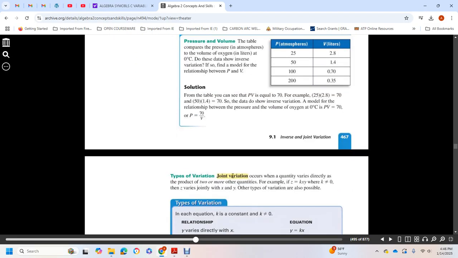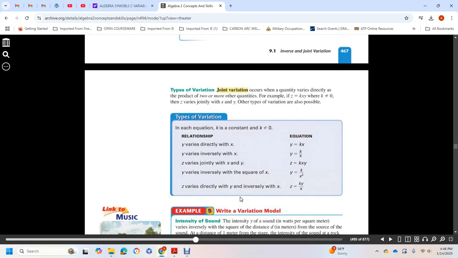Two types of variation. Joint variation occurs if a quantity varies directly as the product of two or more other quantities. For example, if z is equal to kxy, where k is not equal to 0, then z varies jointly with x and y. Other types of variations are also possible.